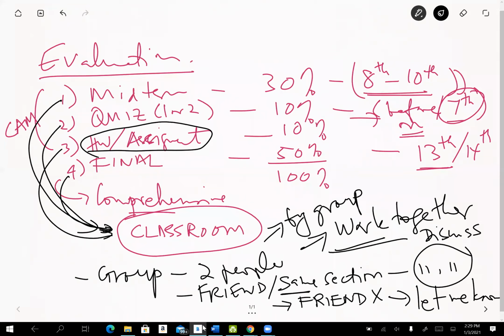The assignment or the homework must be submitted only by the group. So one group, one assignment, for each assignment. You do not have to submit for everyone in the group. Not everybody submits the assignment. For one group, one assignment, all right? Of course, that will come from your discussion. Any question? Is that clear?